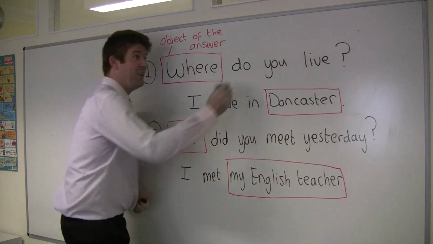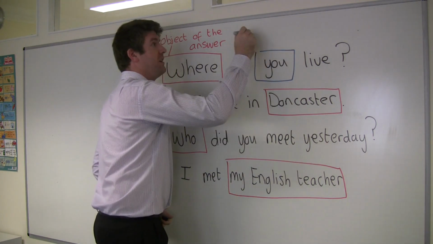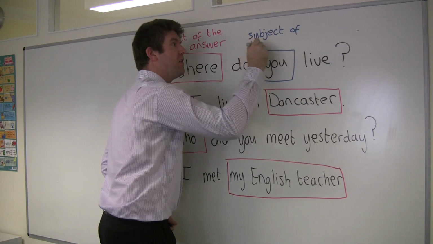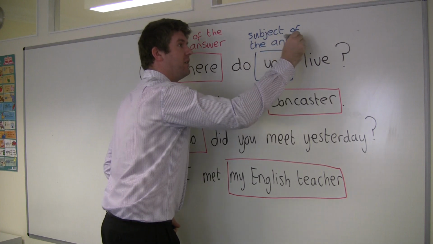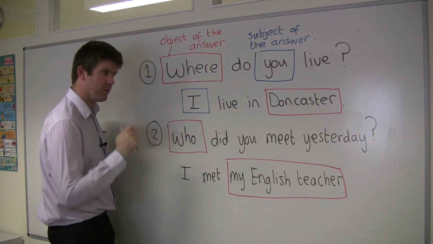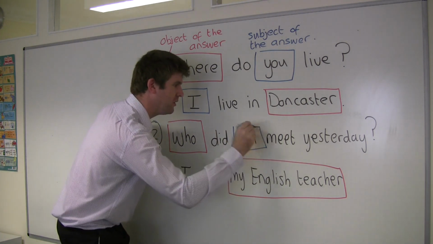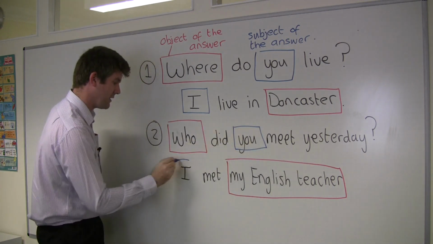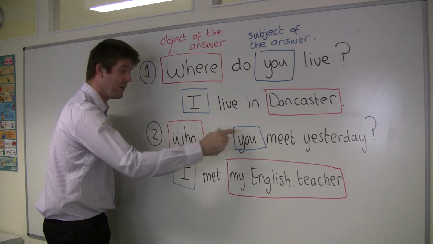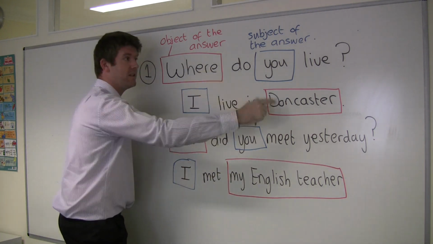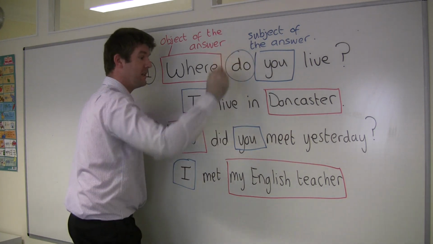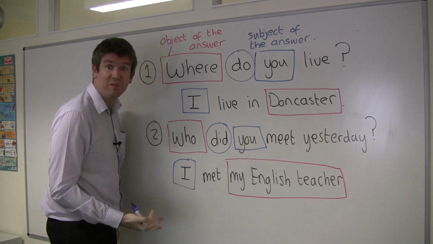In question 1, you is the subject of the answer. Here is the subject. And in number 2, you is the subject of the answer. Here we have I. When these change places in the question and the answer, we need an auxiliary verb in the question.